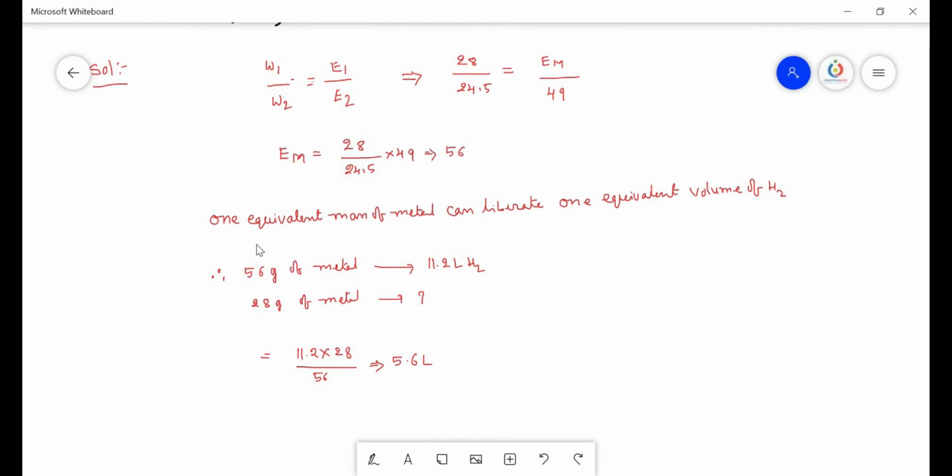So 56 grams of metal can liberate one equivalent volume of hydrogen. What is the equivalent volume of hydrogen? We calculated at the start of this video: 11.2 liters. So one equivalent mass can release one equivalent volume of the gas. 56 grams is the equivalent mass of the metal that can release 11.2 liters of hydrogen. Then the actual mass of the metal given is 28 grams. So 28 grams can release how much volume of hydrogen? Do the cross multiplication and finally we get 5.6 liters.